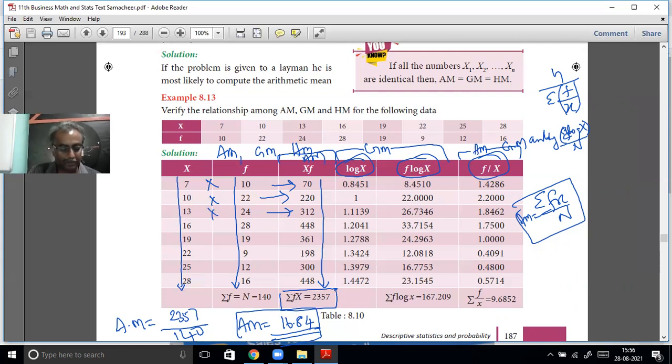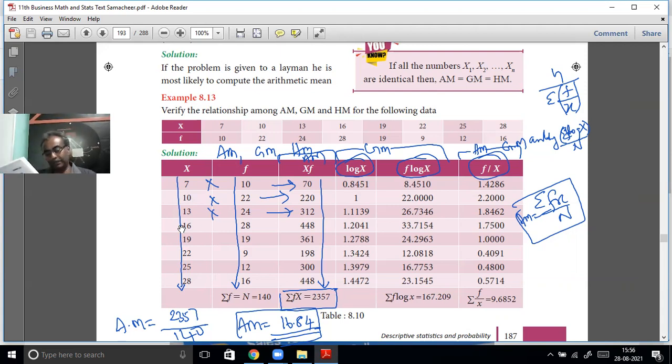Log of 7 is 0.8451. Okay, this is correct, what they have given is correct. Log of 10 is 1, no need to find that out. Then log of 13.